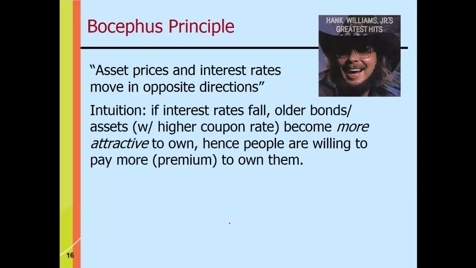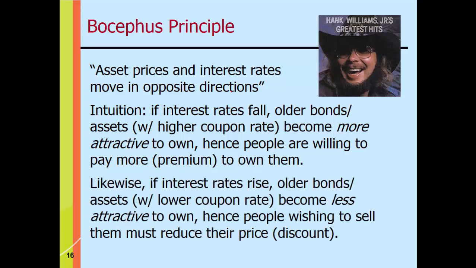Here's some more intuition on that. If interest rates fall, older bonds have higher coupon rates. They're more attractive because they're paying a higher coupon, a higher rate of interest. So people want them more than the new bonds, and in order to buy them, you have to pay a premium. And what's going to happen in the market is people are going to bid up the price of the older bonds until its yield, which is the coupon divided by the price, is just equal to current interest rates.